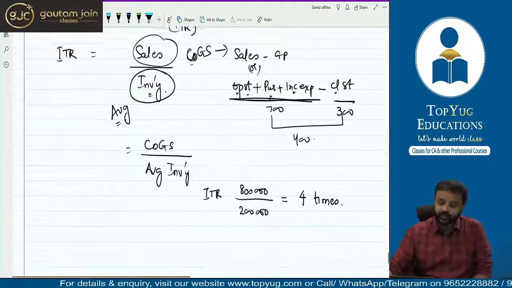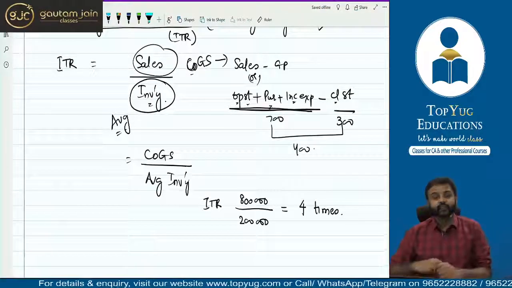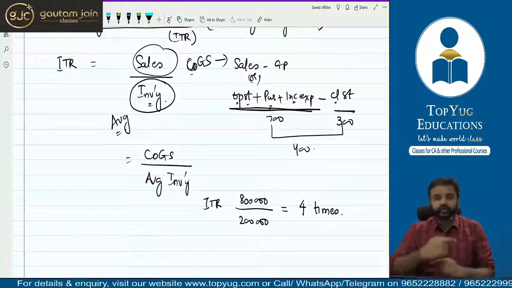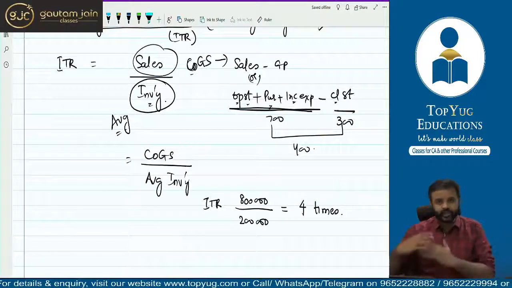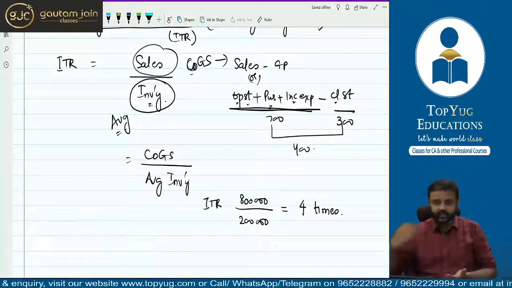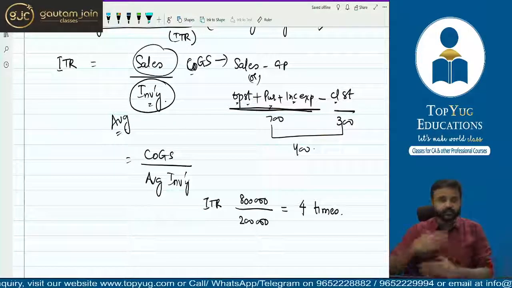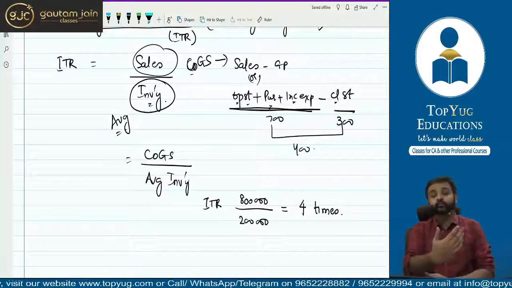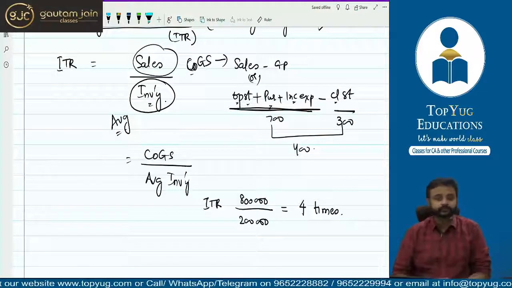So what does this mean? This means that you were having the stock and you were able to rotate it 4 times. You were keeping some stock, selling it. Again keeping some stock, selling it. Keeping some stock, selling it. So this is how you could turn your stock 4 times in a year.